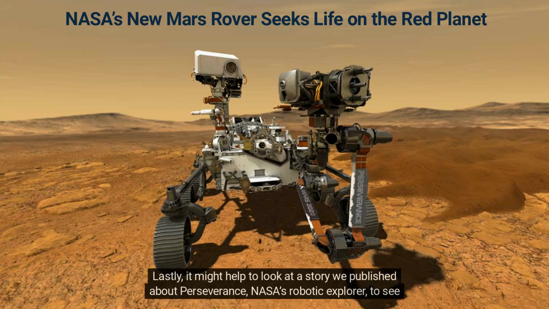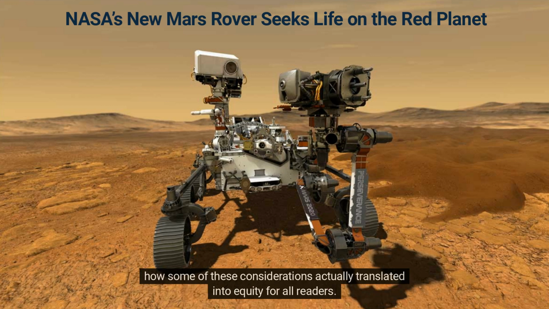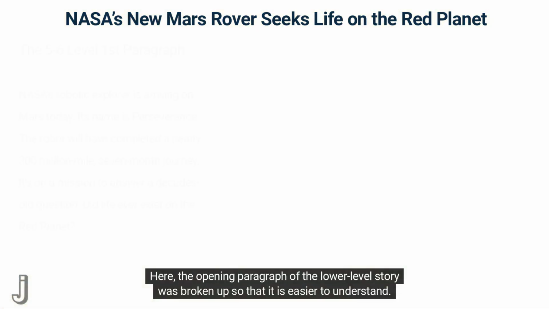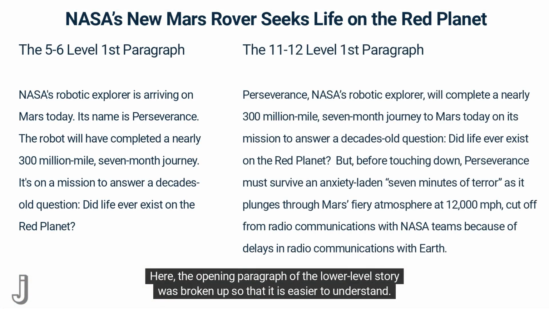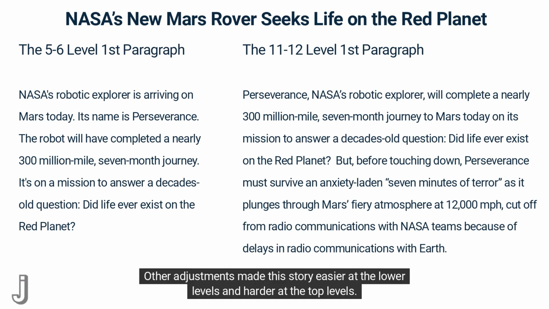Lastly, it might help to look at a story we published about Perseverance, NASA's robotic explorer, to see how some of these considerations actually translated into equity for all readers. Here, the opening paragraph of the lower-level story was broken up so that it is easier to understand. Other adjustments made this story easier at the lower levels and harder at the top levels.